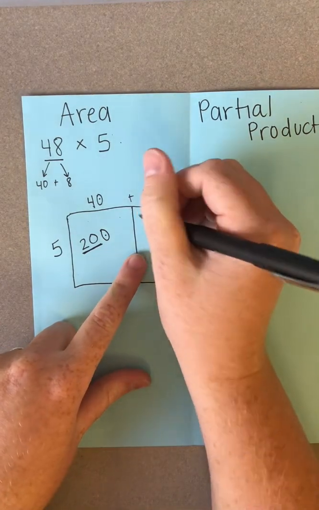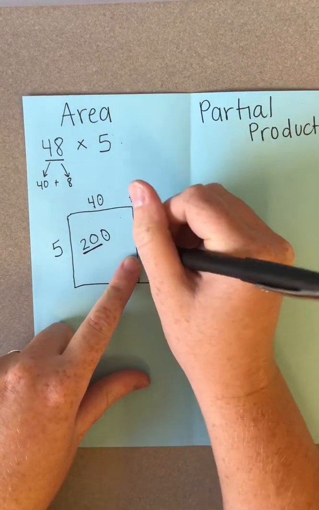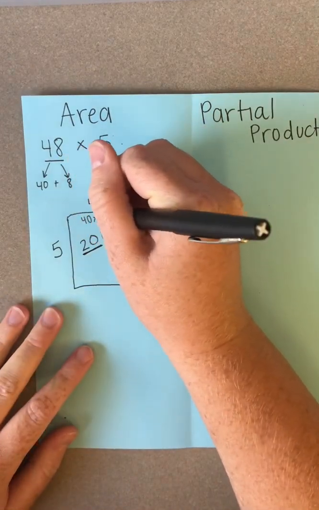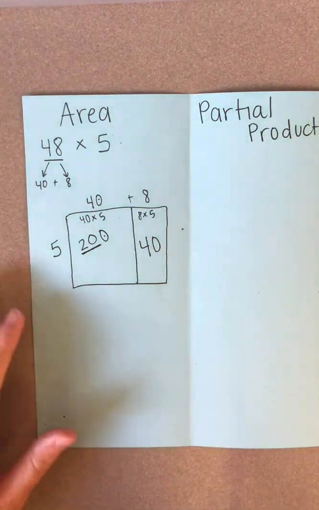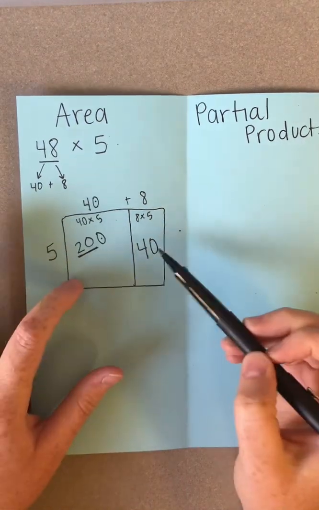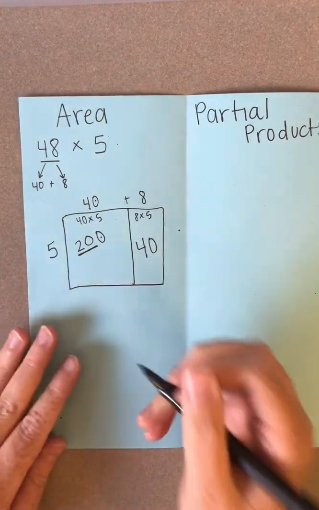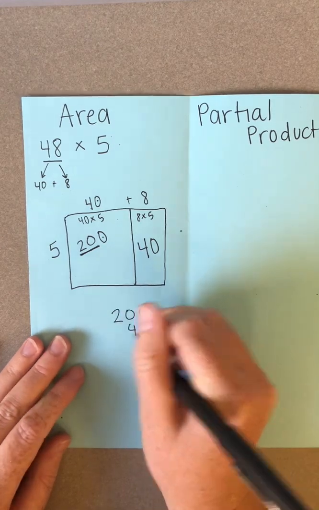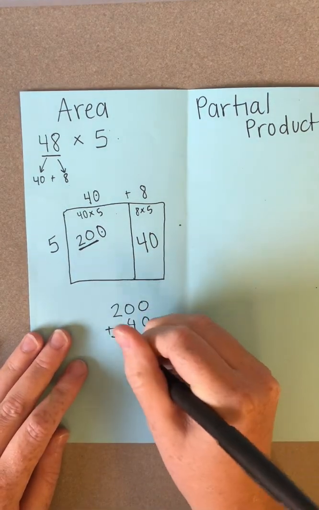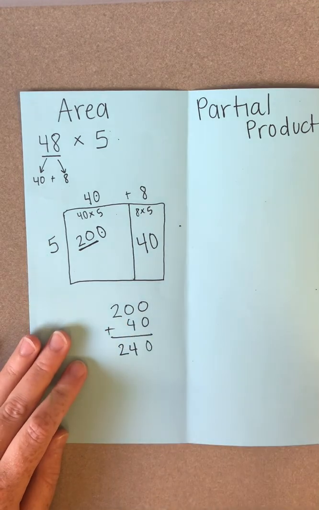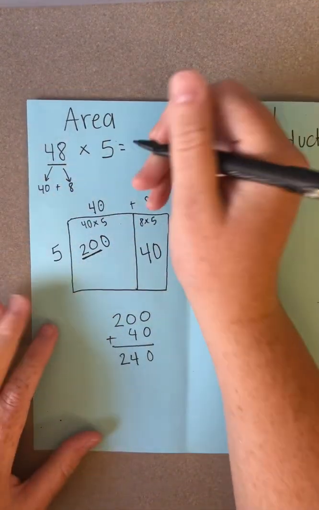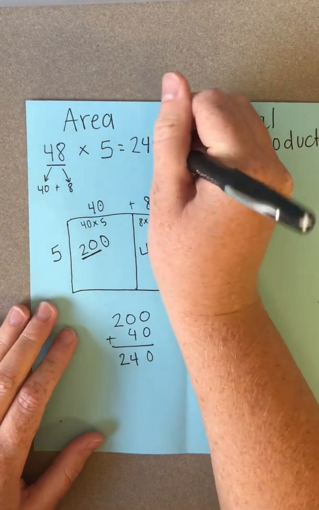8 times 5 is equal to 40. And here we did 40 times 5. Just writing that down real quick. So once we have our area model filled in, we can add that together. 200 plus 40 would make 240. So our answer to 48 times 5 is 240.